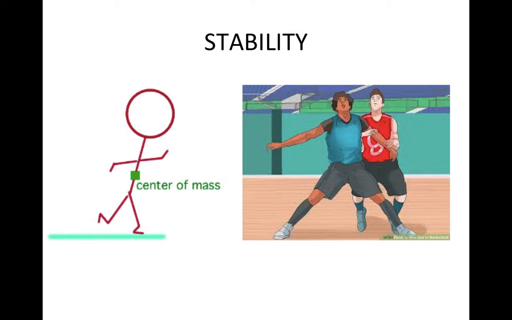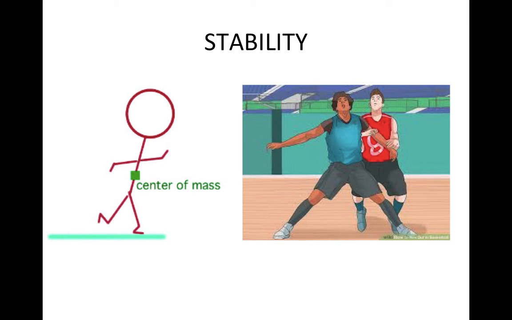Someone's base of support directly correlates to their stability. For example, to be more stable, their line of gravity needs to be within their base of support. So the wider the base of support, the more likely that they will be able to keep this line within it and remain stable. In the box-out and rebound example, the player will keep their legs wide in order to have a bigger base of support and increase their stability.